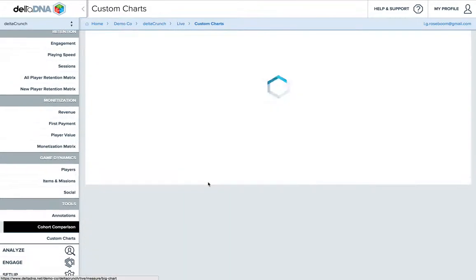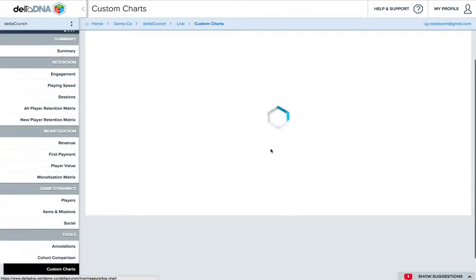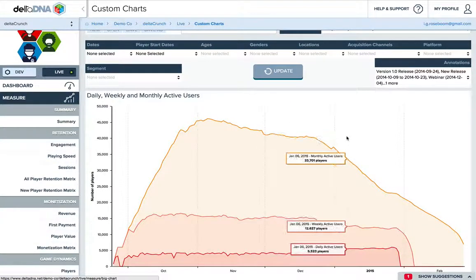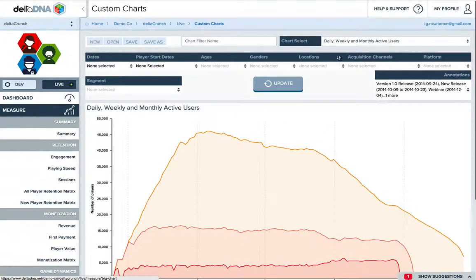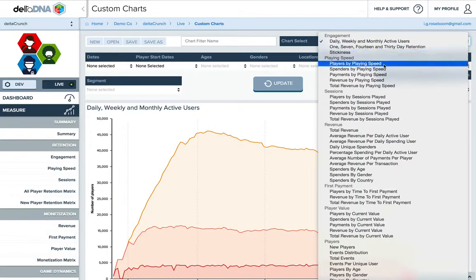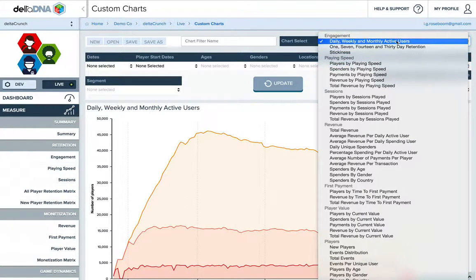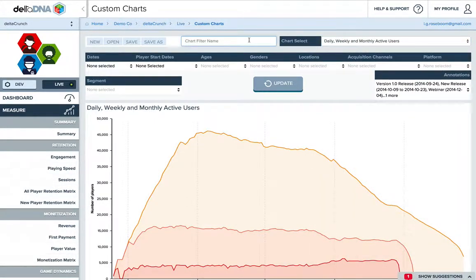So I'll just go into custom charts quickly. I know I talked about this last week, but basically what our custom charts do is let you take any chart that we've seen today, any of the charts that appear in measure. So say active users is fine. Let's just call this chart for webinar.